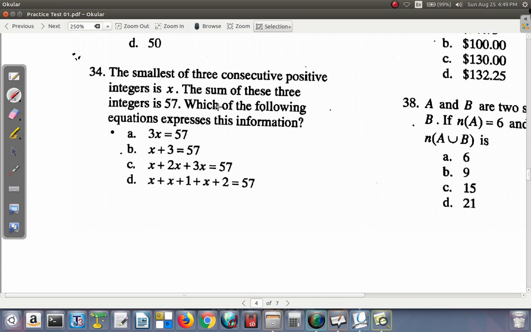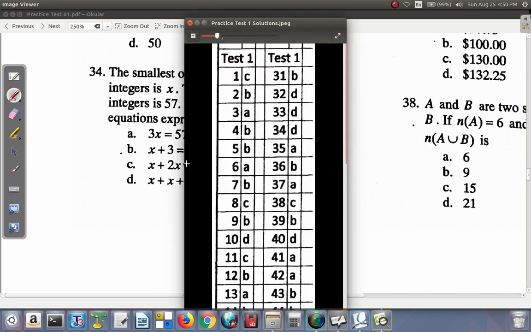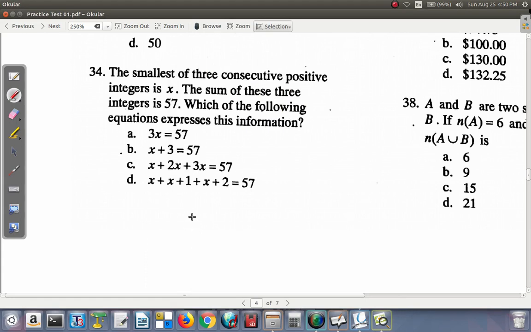The smallest of three consecutive positive integers is x. The sum of these three integers is 57. Which of the following equations express this information? What did you get when you worked it out earlier? Well, you would know by now because you would have done it, clicked submit and saw the answers, or seen whether you got it right or wrong. But question 34, the answer should be D. Let's look at it further and see why it would be D.